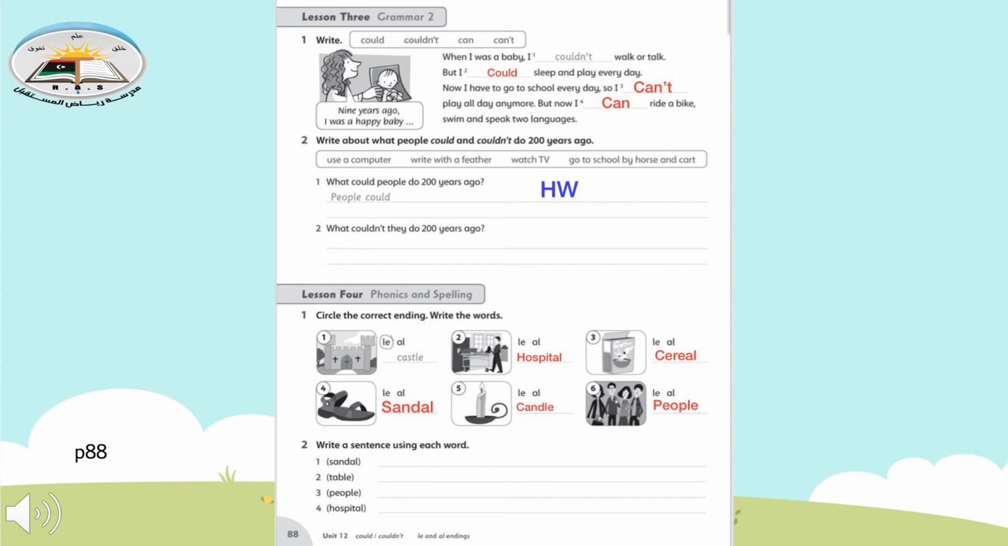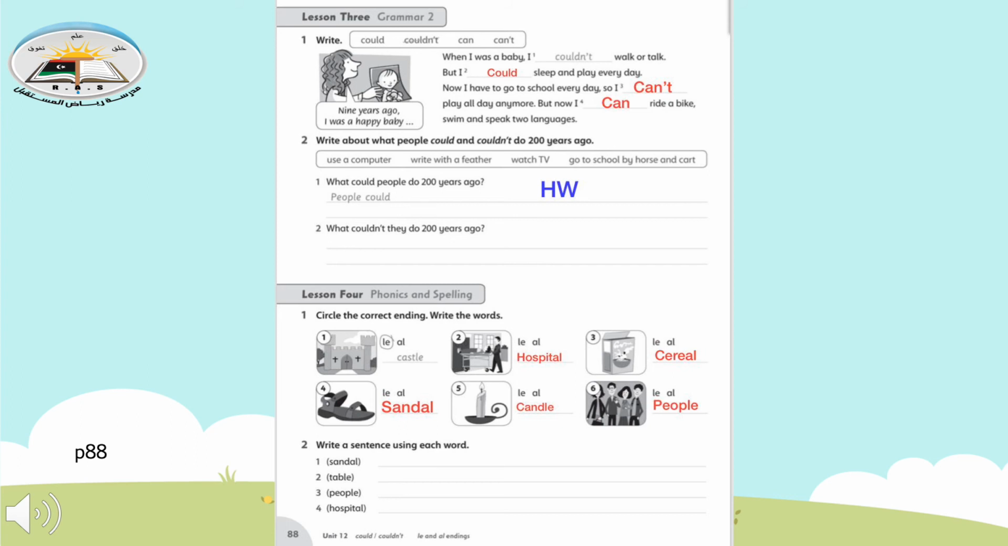Now let's move on to lesson 4, phonics and spelling. In phonics and spelling, we have question number 1. Circle the correct ending, write the words. We need to circle the correct ending according to the picture and then write the word that the picture is talking about. We have picture number 1. We have LE or AL, and then we have a space. Here we have a picture of a castle. Castle ends with LE, so circle LE and write castle.